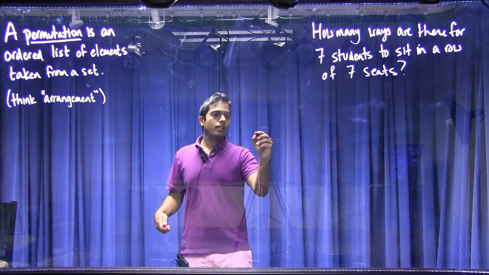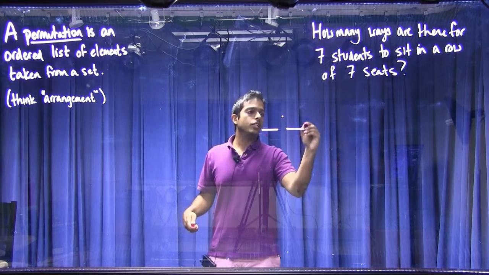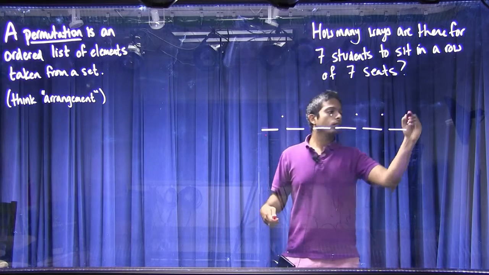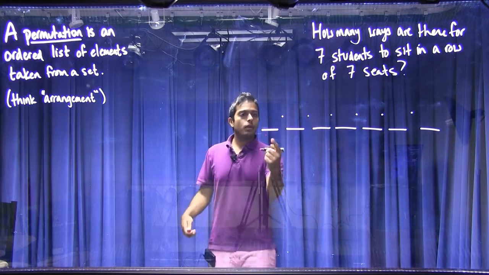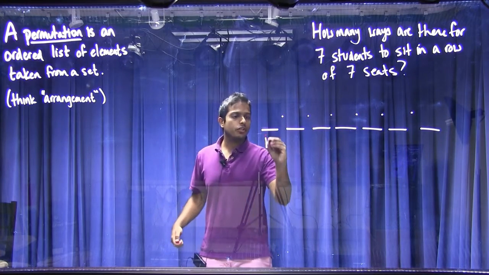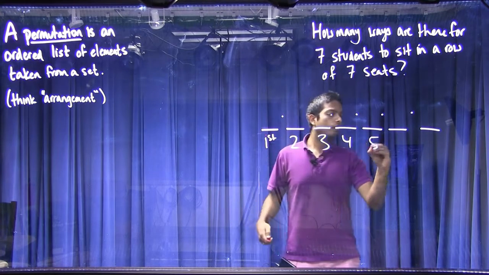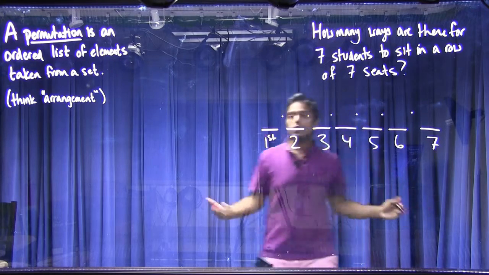So I'm going to draw 7 slots, each representing one of the seats. So for example, this slot right here represents the first seat. This one's the second, then the third, then the fourth, then the fifth, then the sixth, then the seventh.